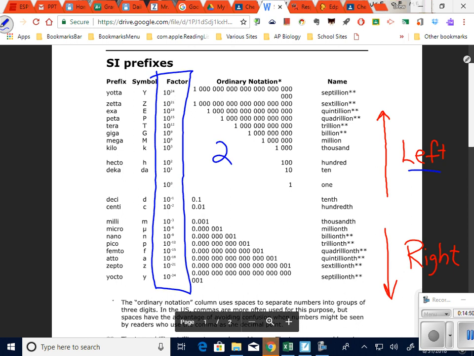hecta, and I'm going down to milli. I have hecta, I'm going down to milli. How many jumps did I make there? How many jumps? I jump from 2 to 1, 1 to 0, 0 to -1, -1 to -2, -2 to -3. So I made 1, 2, 3, 4, 5 jumps, right?